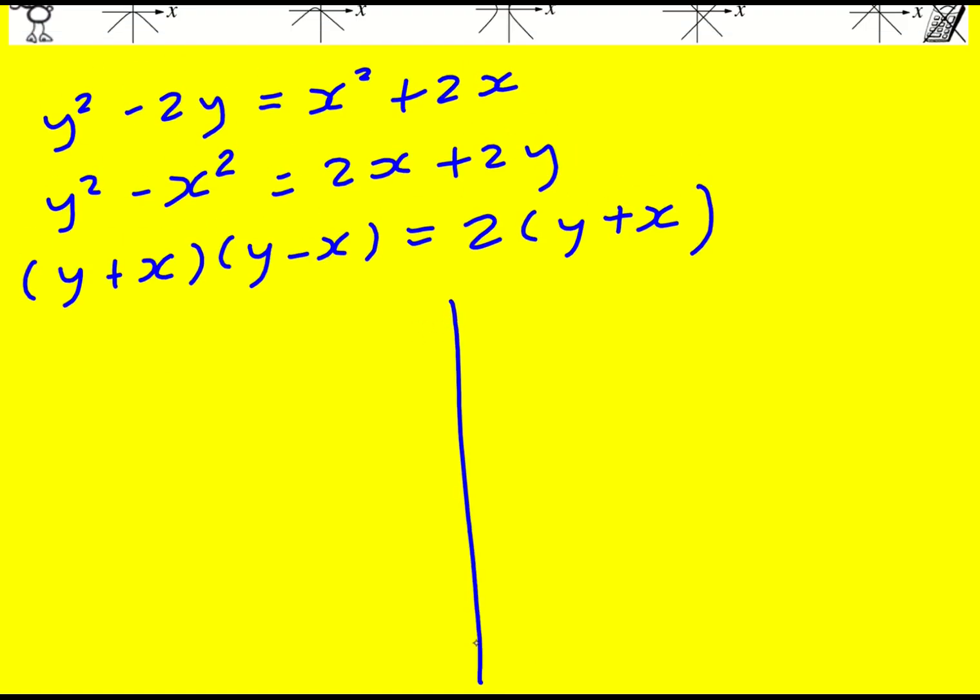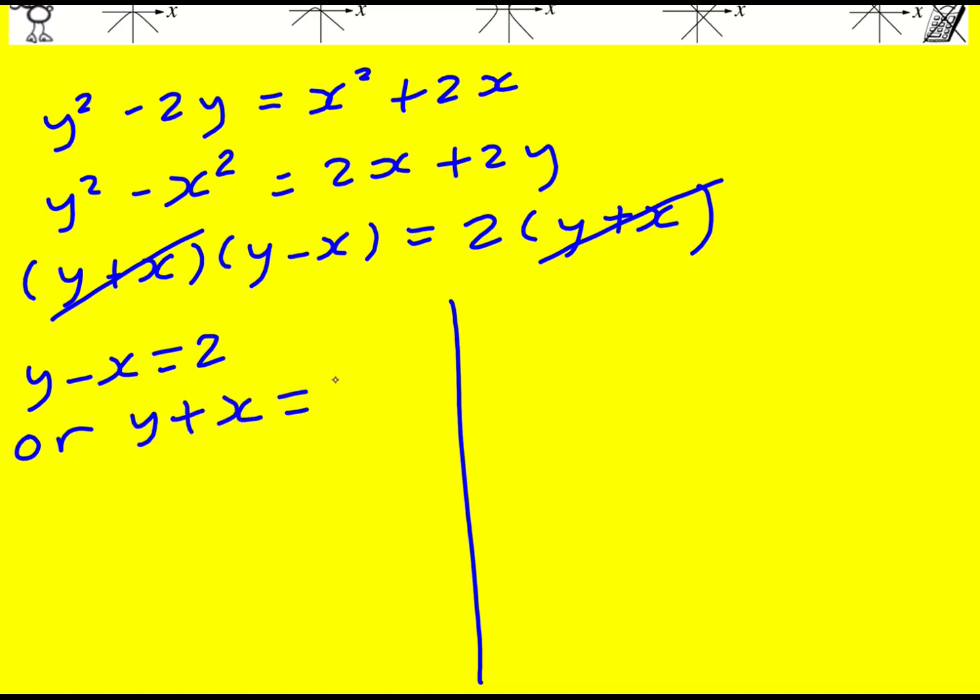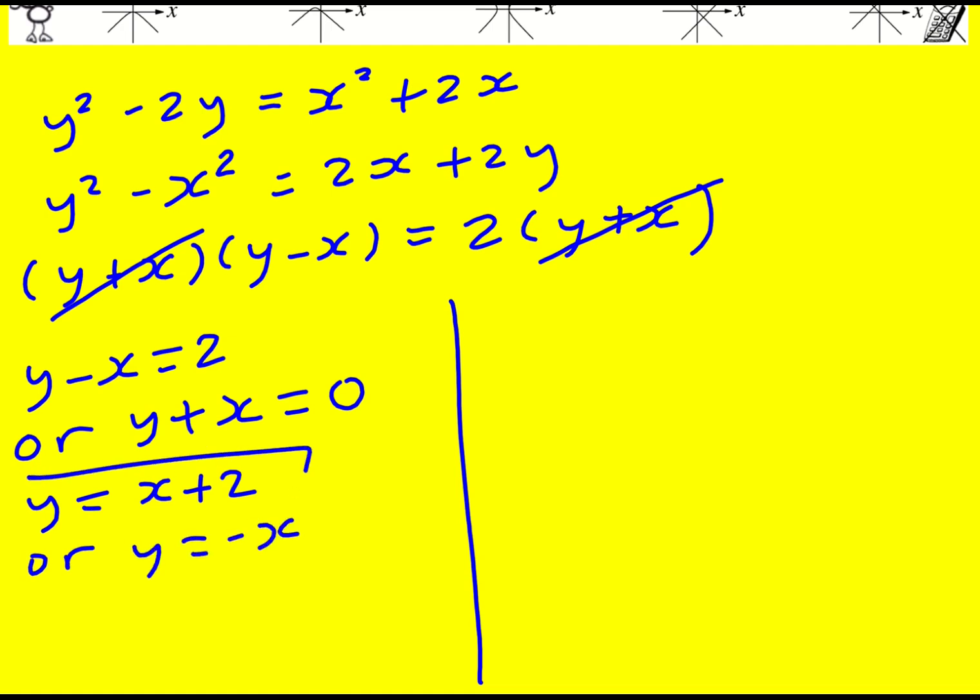Method one is to divide through by y plus x. Cross it out. And so we get y minus x equals 2. But you have to account for the fact that y plus x might equal 0. If it equals 0, you're not allowed to divide through by it and cancel it out, but what you would have is that y plus x is equal to 0. So we actually get two solutions here. We're going to get y is equal to x plus 2, or y is equal to minus x. Okay, we'll look at the graph in a second, but that is actually the solution to this problem.